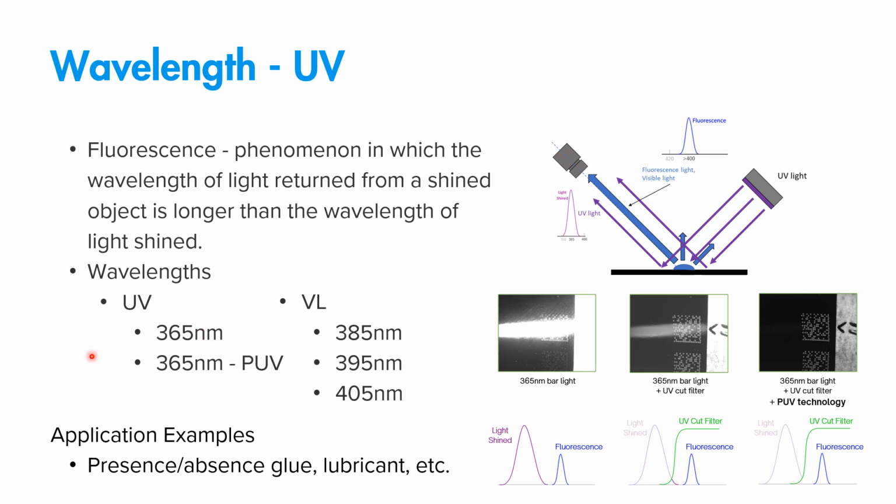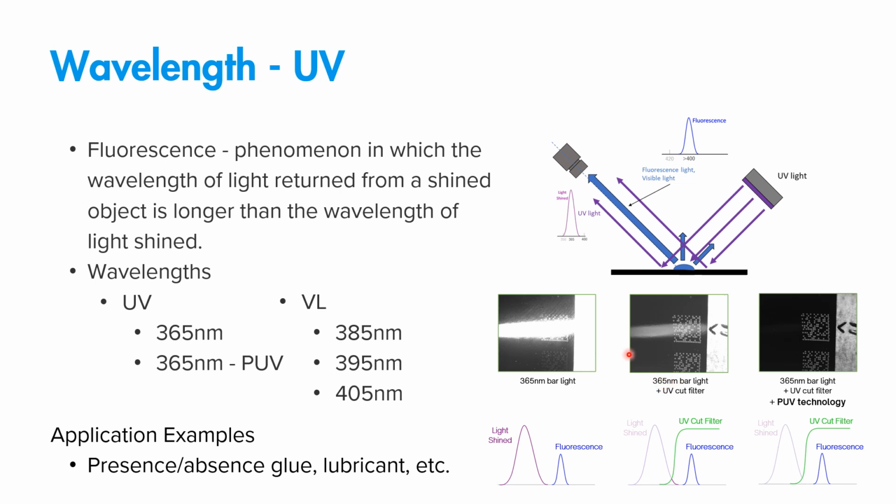The 365 is the most common UV wavelength, but technically 385, 395, and 405 can be considered UV as well. For the lab, the light I would recommend is the 365 nanometer pure UV technology.